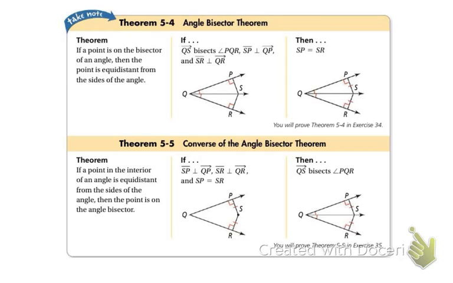Okay, two more theorems. 5.4 is the angle bisector theorem. If QS bisects the angle, which means it splits it into two congruent angles, and SP is perpendicular to QP, and SR is perpendicular to QR, then SP and SR are equal. And we also have the converse of that. So if it's perpendicular and the lengths are equal, then it is an angle bisector.